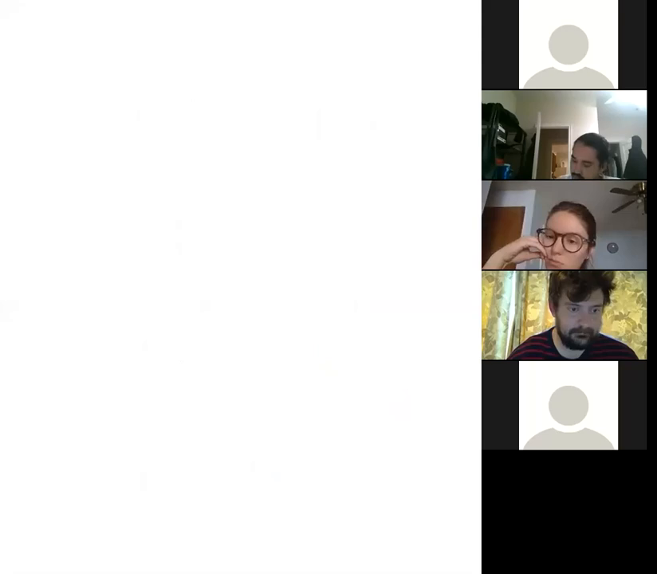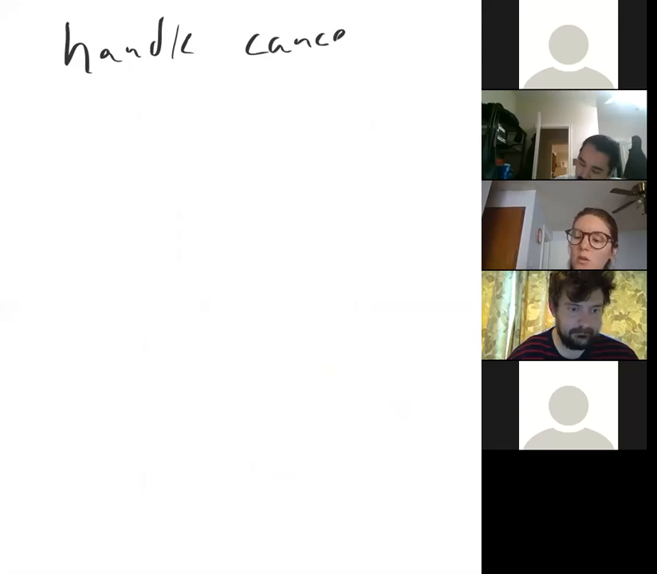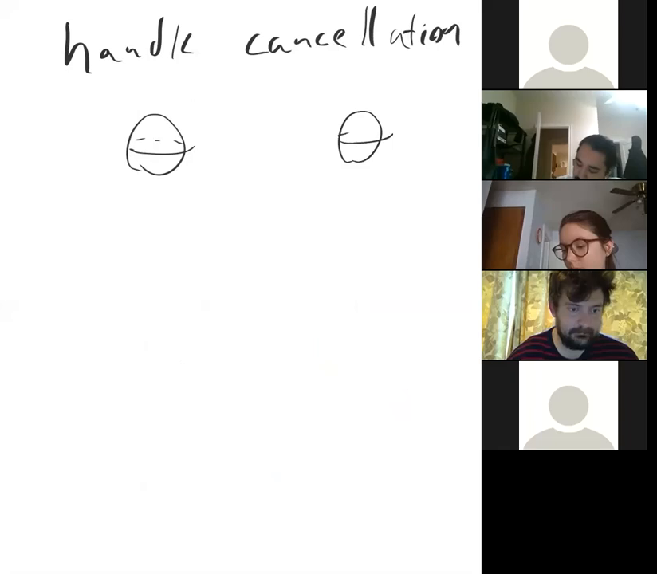So let's talk about handle cancellations. We can cancel a one handle and a two handle as long as the attaching sphere of the two handle intersects the belt sphere of the one handle in one point. When we have something that looks like this in that picture, the two handle can be framed like this, any framing. It also works if, for example, there's some knotting in the two handle.